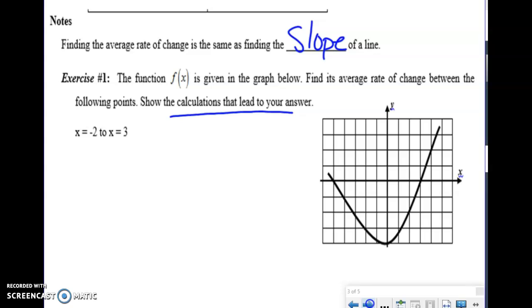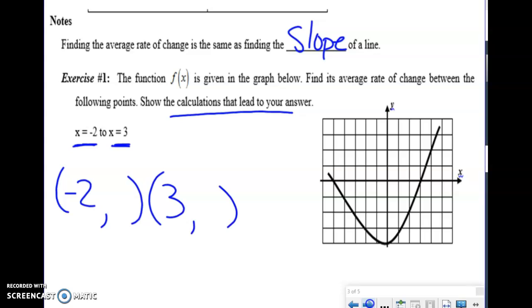For this question, we are going to use the following x values. We're going to use an x value of -2 and an x value of 3. So they kind of give us little hints here. We need 2 points. We have been told the x values. We need to come up with the y values. Where would we get those? We go to the graph. So let's go over to the graph.